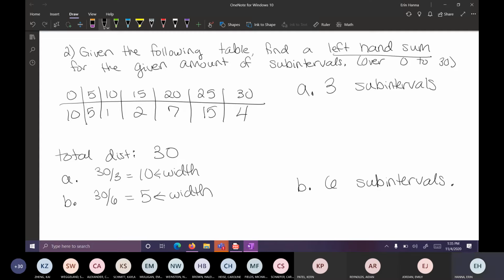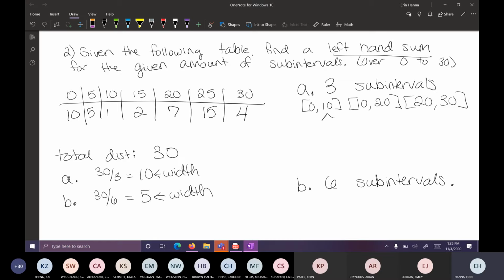For the first one, if our width is 10 and we're starting at 0, we're going to break it up at multiples of 10. So we're going from 0 to 10, and then 10 to 20, and then 20 to 30. The number of subintervals should be the number of intervals you write down. Again, you don't have to write them down, but I think they're kind of nice.